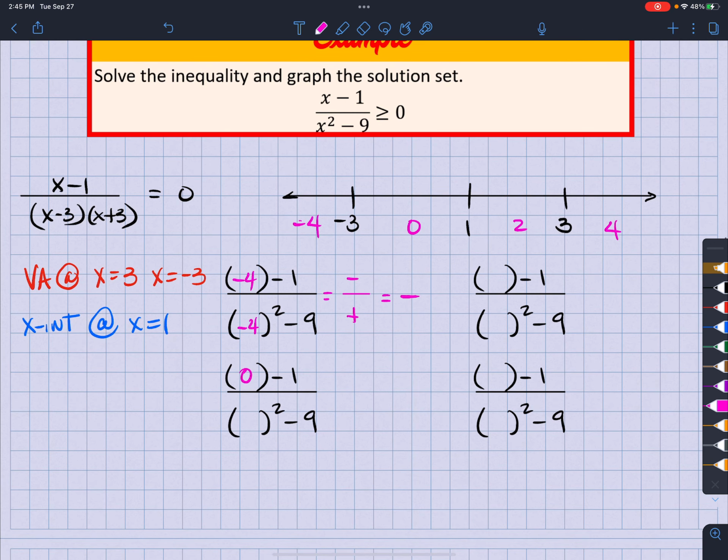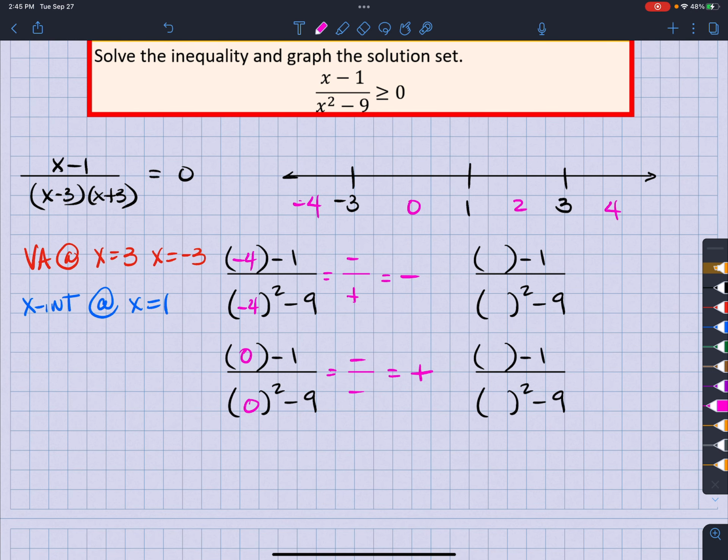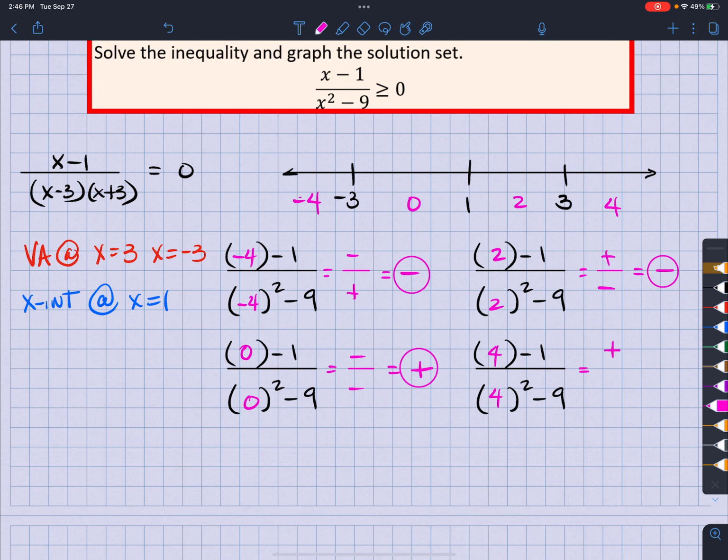All right, let's try 0. I get negative on top. On the bottom, I get 0 minus 9, which is negative. So that's going to give me a positive. I'm going to put in 2. That's going to give me a positive on top, and the bottom is going to be a 4 minus 9, which is negative, so that's going to give me a negative. And then I said 4. 4 minus 1 is 3. Oh, I'm sorry, positive. And the bottom is going to be 16 minus 9, which is positive, so that's going to be a positive as well.